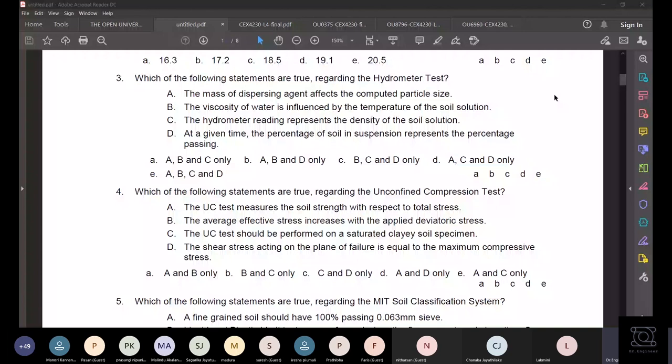The dispersion agent will individually separate the particles from one another, right? So they avoid flocculation. It is a deflocculating agent, right? So to make the particles settle individually, we are mixing in a dispersing agent.